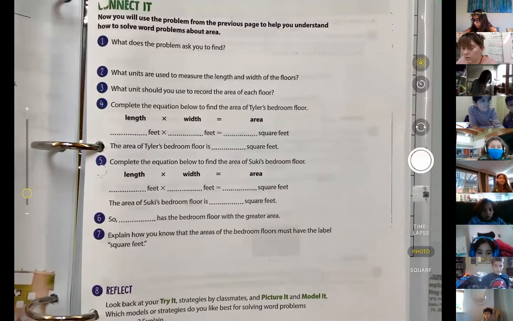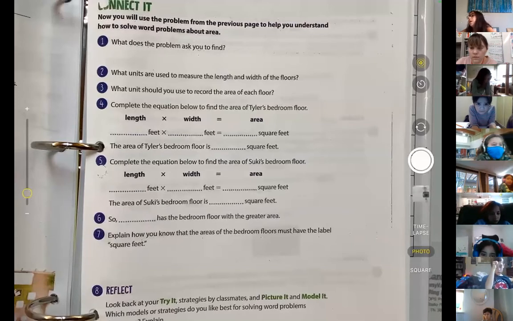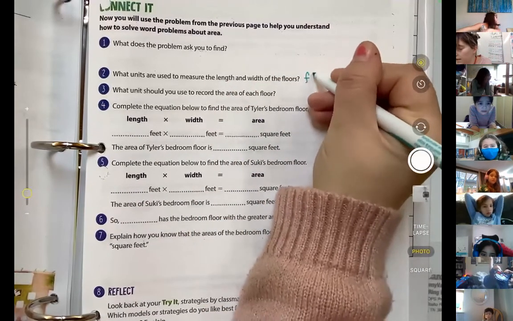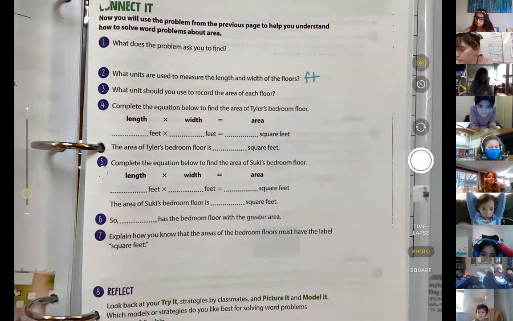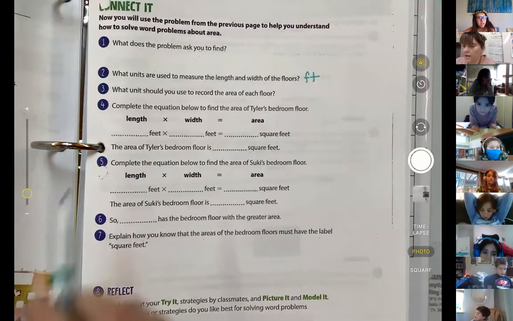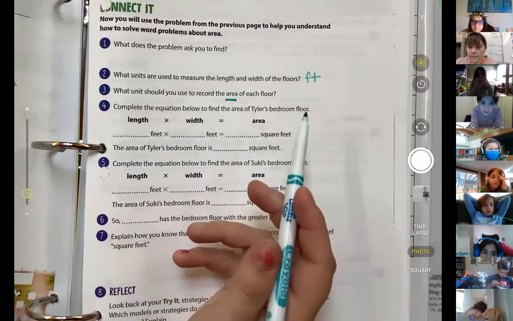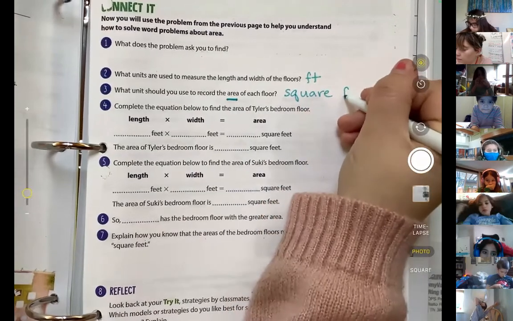What units are used to measure the length and width of the floors? What units did they use? How were their floors measured? Sophia F? Feet. We're just going to say feet because they weren't square feet till the end. So feet. FT is how you can make feet shorter. Then this one is where you get that square feet, because what unit should you use to record the area? That's what we're going to say, square feet.